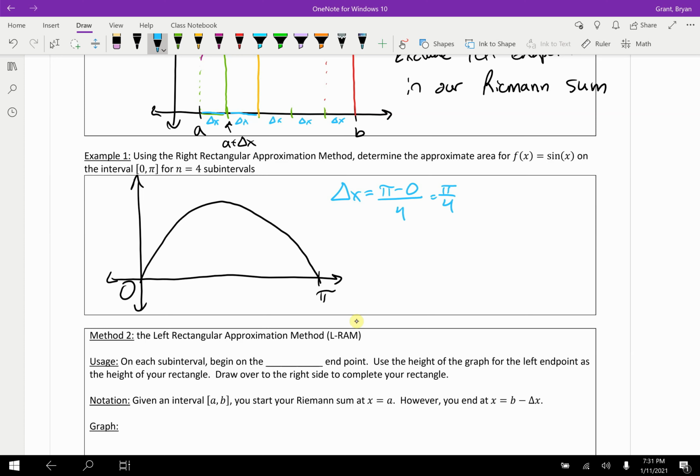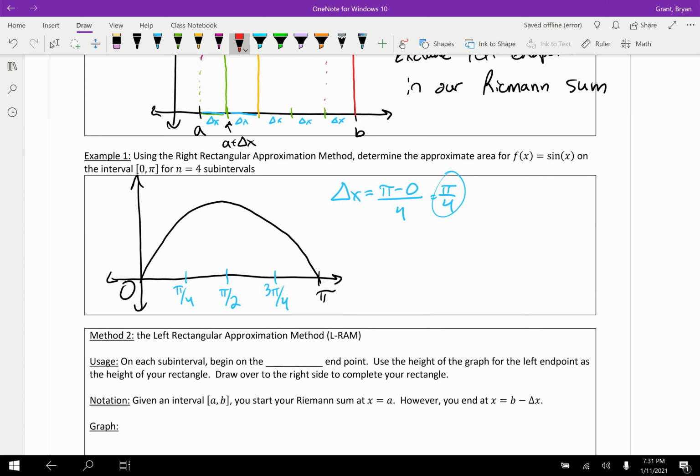We start at 0. We add pi over 4. So my next one is going to be pi over 4. Now, just a little trick of the trade, if you know there's going to be 4 subintervals, there's 2 subintervals, there's 4. You can pre-divide this out to get 4 even subintervals and then fill in the values later on. So now that we know pi over 4, 0 plus pi over 4 is pi over 4. Plus another pi over 4, that's 2 pi over 4, or pi over 2. And this is 3 pi over 4 and pi. Great. Now we draw our rectangles.